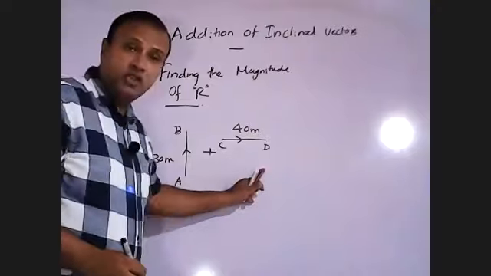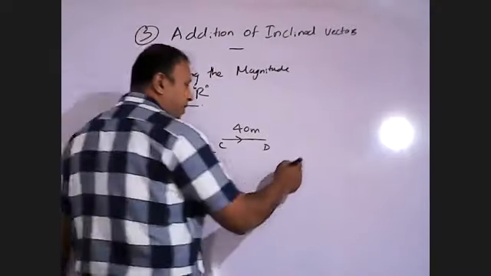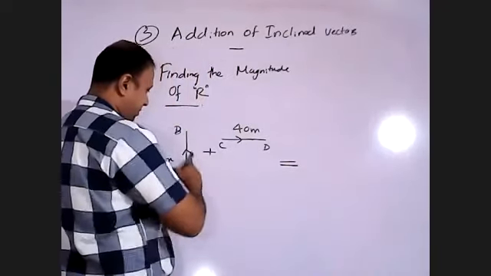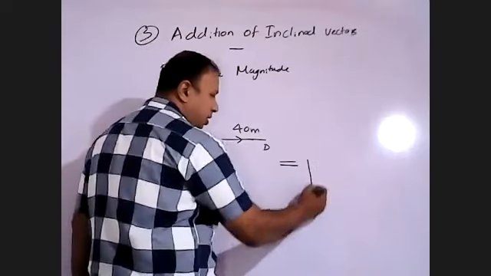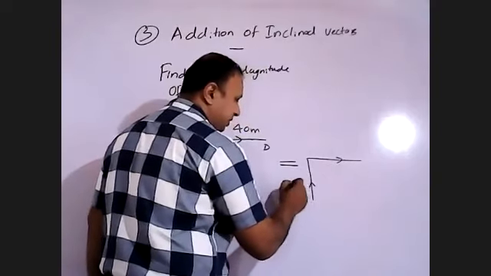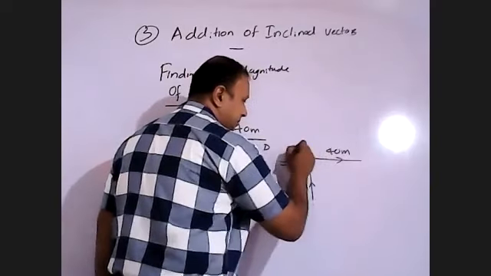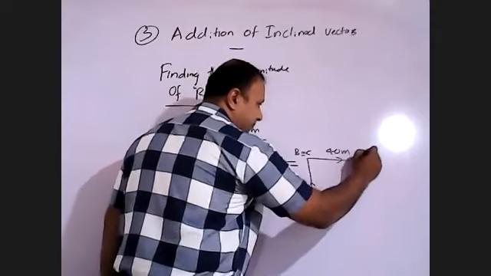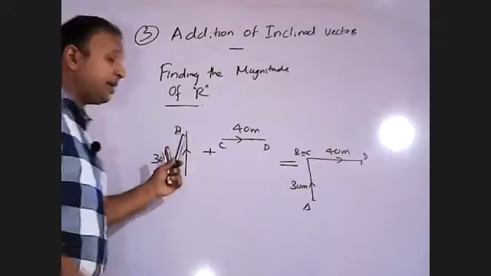If you want to add these two, you can follow the same procedure. If you follow the same procedure, you will have this kind of triangle. You have to coincide B and C. Then this is 30. This is 40 meter. A, D.